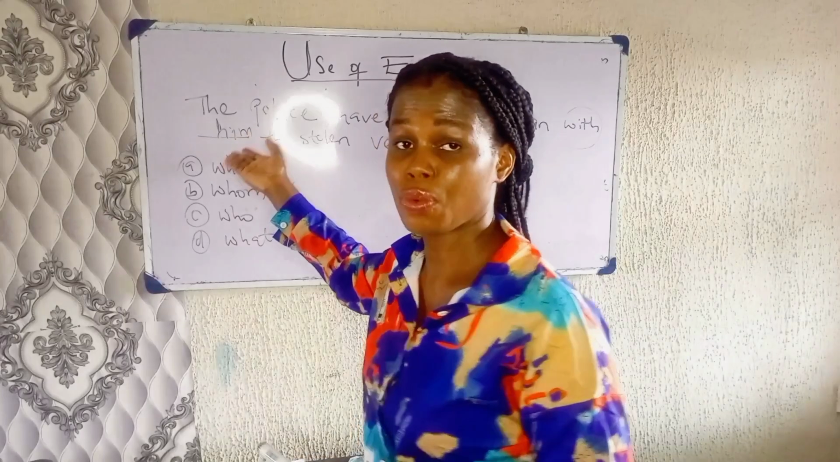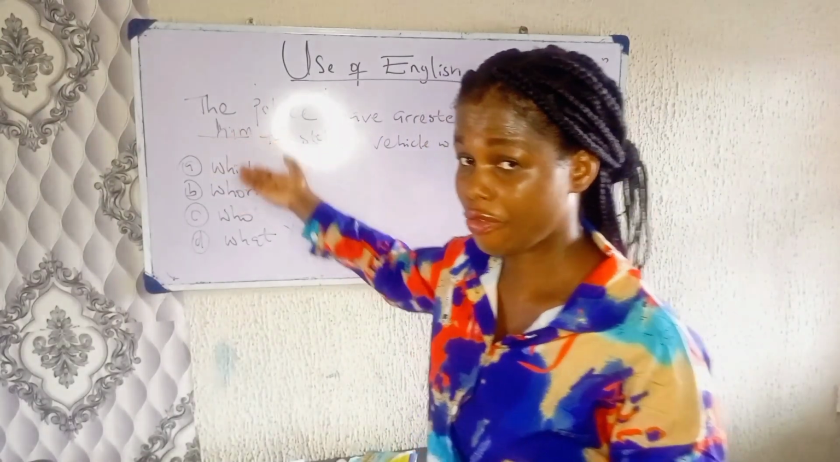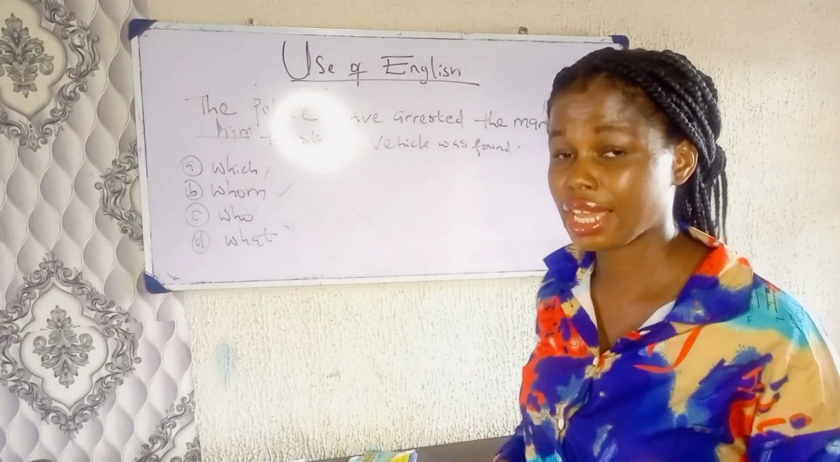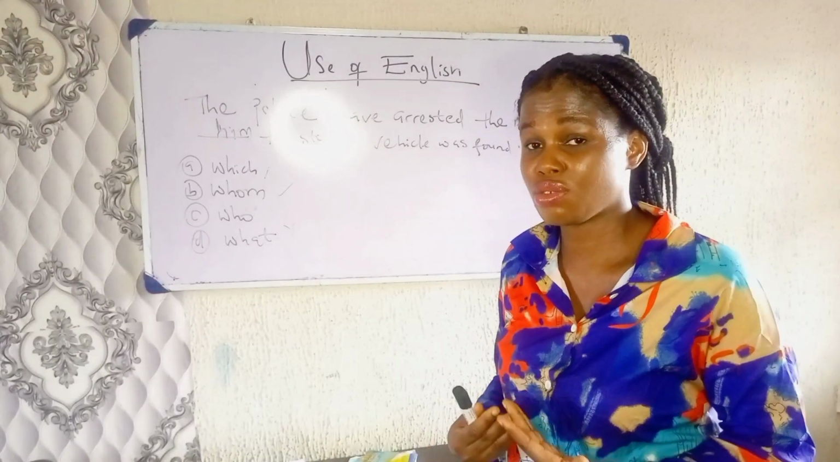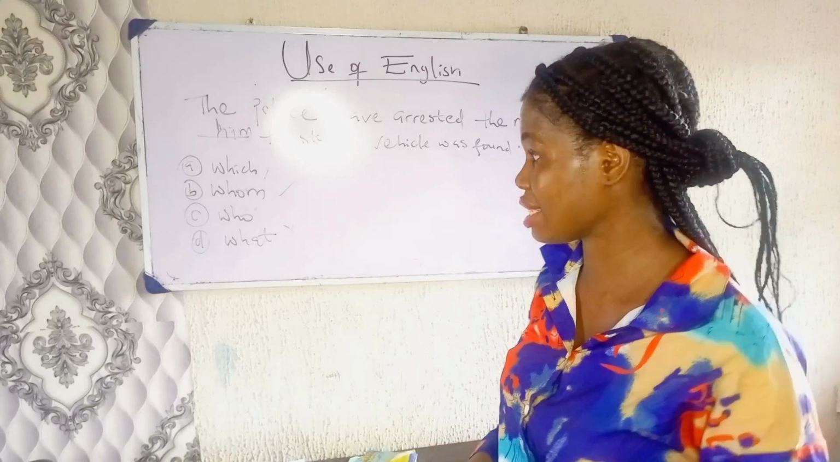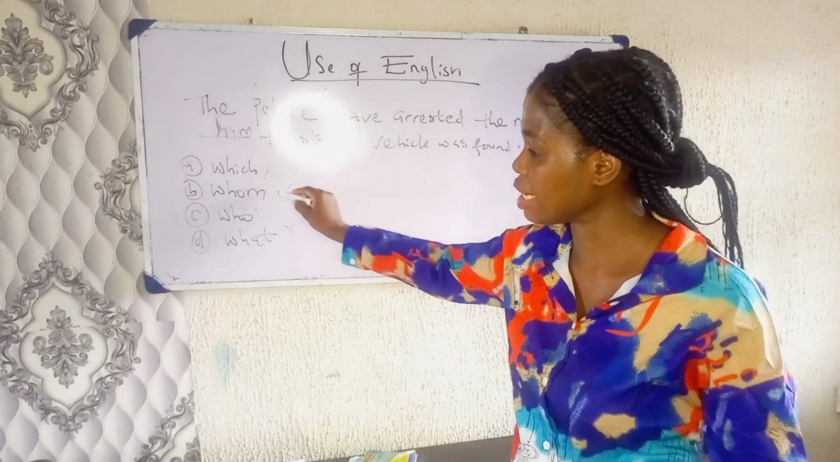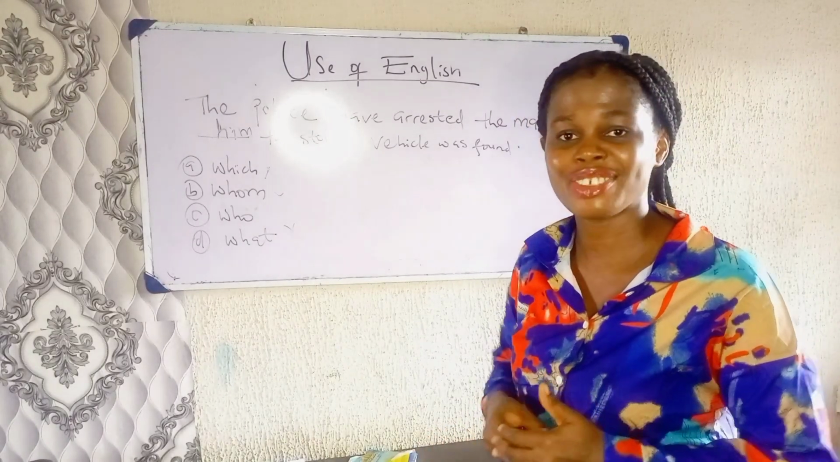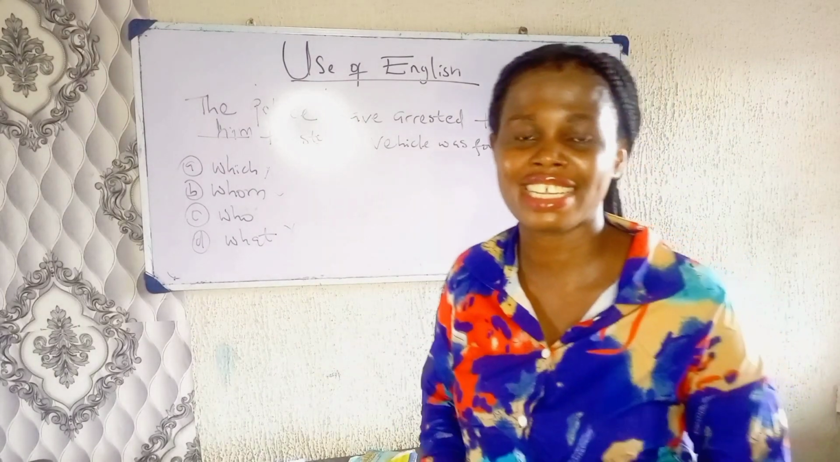Who does the word that is supposed to be here refer to? It refers to the person who got arrested, the person who received the action of being arrested. So whom is correct. Whom is the correct answer. So that's how to use whom and who in a sentence.